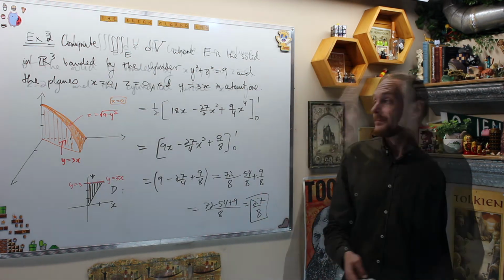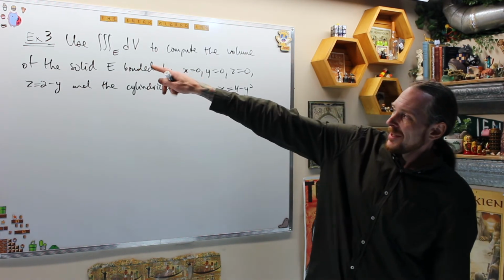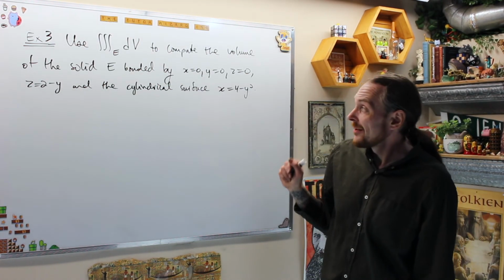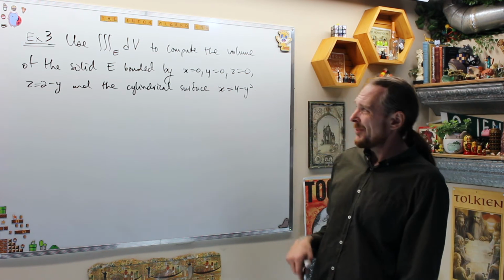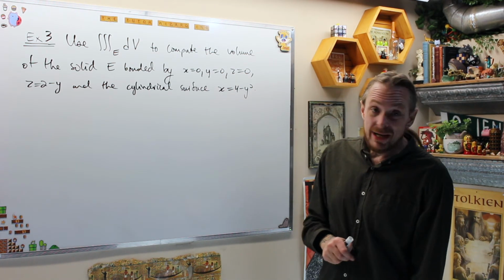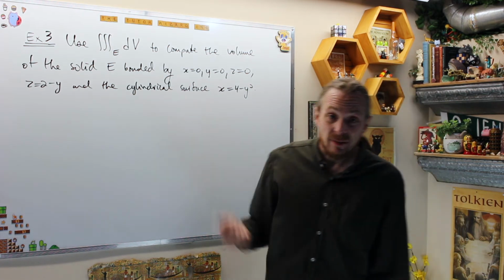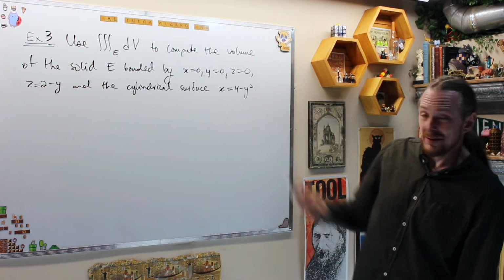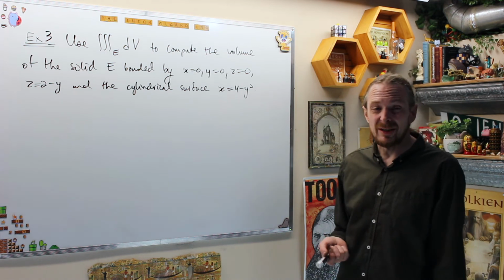Let's do one more. Example 3 says, use the triple integral of 1 dV to compute the volume of a solid E bounded by the coordinate planes x equals 0, y equals 0, z equals 0, the plane z equals 2 minus y, and the cylindrical surface x equals 4 minus y squared. We'll draw that in a second.